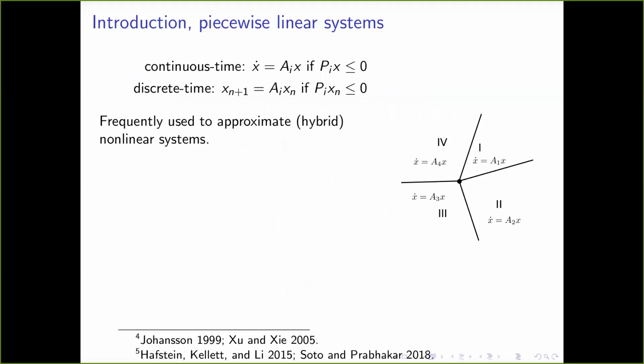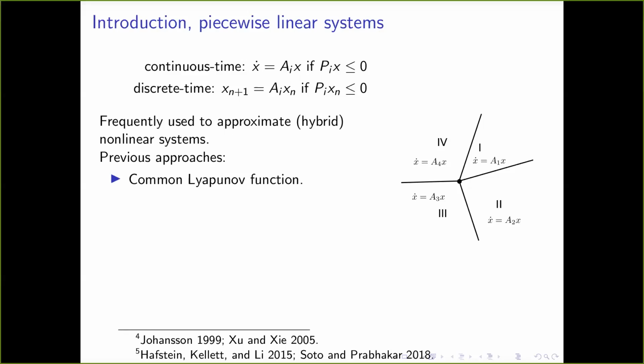In this paper, we are interested in a special type of dynamical system, the piecewise linear system. This is a hybrid system where the domain of each hybrid mode is a polyhedron conic region, and within each hybrid mode, the dynamics is linear, as shown on the right figure. This hybrid linear system is often used to approximate nonlinear systems. We consider both continuous time and discrete time cases.